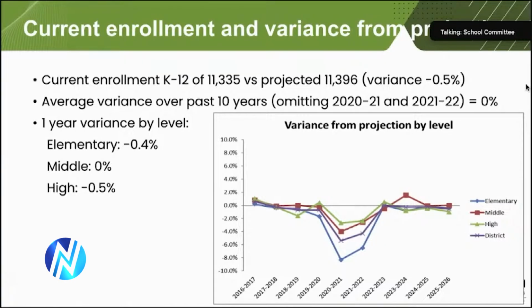This year, if we look at the 1-year variance by level, at the elementary school level, the variance was negative 0.4%, meaning elementary school enrolled slightly below what we projected. Middle school had a variance of 0%. It enrolled basically at projection, and high school had a variance of negative 0.5%, enrolling slightly below projection. So you can see in the graph, we fluctuate right around this 0% line in the middle here, with the exception of 2020 to 21 and 21 to 22, where we had much lower enrollment than projected, which we believe is impacted by COVID.